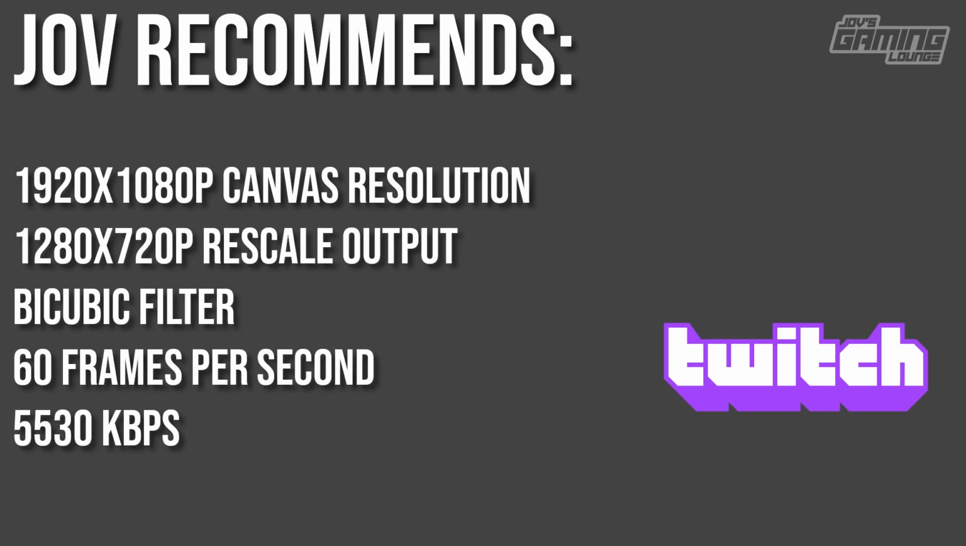Specifically for Twitch, I recommend only streaming at 720p 60 if you're not a partnered streamer, simply because this is going to give your viewer the best viewing experience. On YouTube, that is a completely different story.